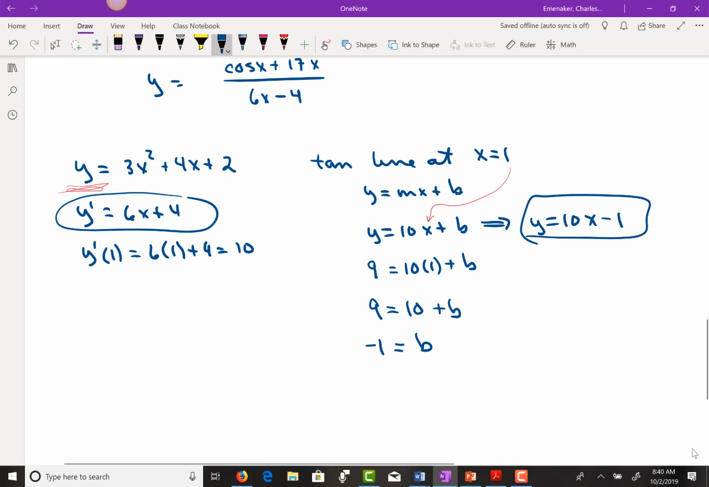Does everybody know y equals mx plus b? Yeah. Can you plug in 1 to this derivative? How long does that take? A couple of seconds. And boom, you've got the slope. Can you plug in 1 to the original equation? How long does that take? A couple of seconds. Boom, you plug it in there. And then you solve for b.